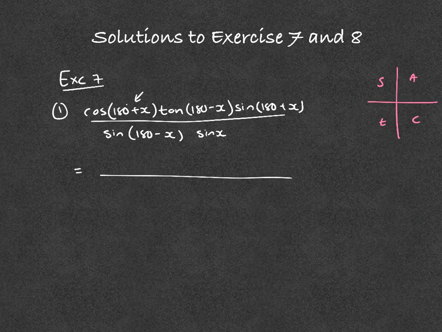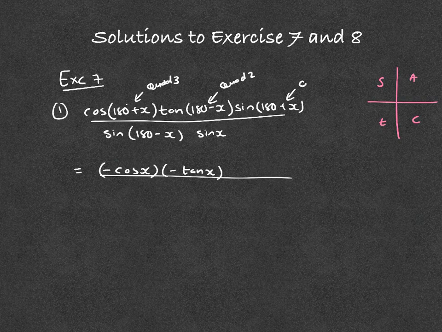So you've got cos(180 + x), that's in quadrant 3. And we've got tan(180 - x), which is in quadrant 2. So cos(180 + x), quadrant 3, cos is negative there. Tan(180 - x), quadrant 2, tan is negative in quadrant 2.